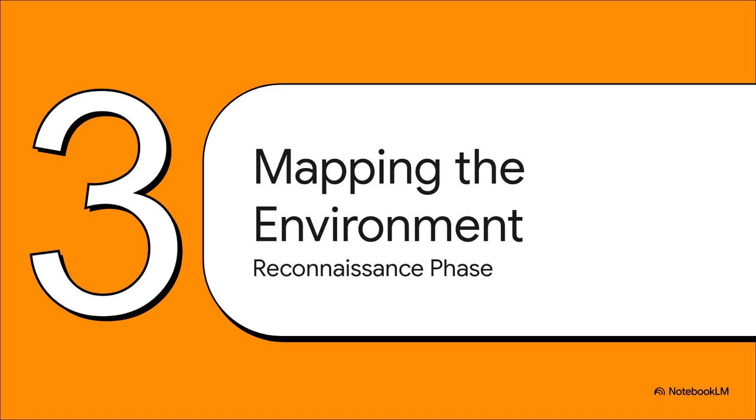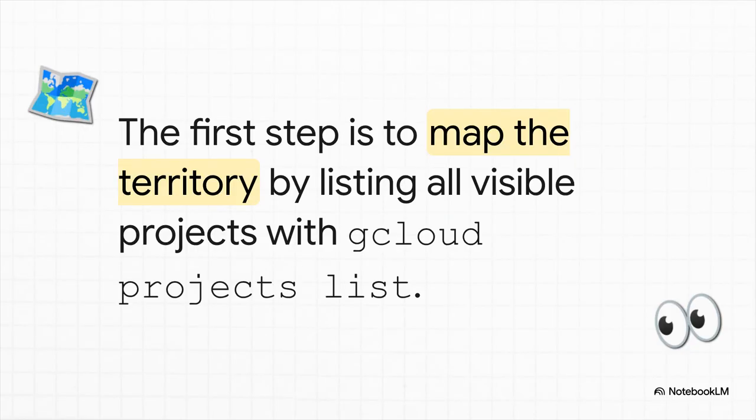So with that first key in hand, a smart attacker doesn't just start breaking stuff. Nope, they start looking around. This is the reconnaissance phase. It's all about quietly mapping the environment from their new privileged position. The very first thing they're going to ask is, okay, where am I and what can I see from here? They'll run a simple command, something like gcloud projects list, just to see all the different projects, all the different territories that their key gives them visibility into.